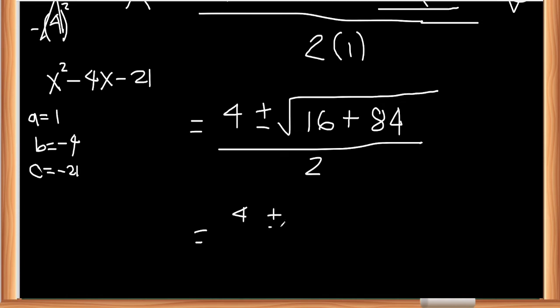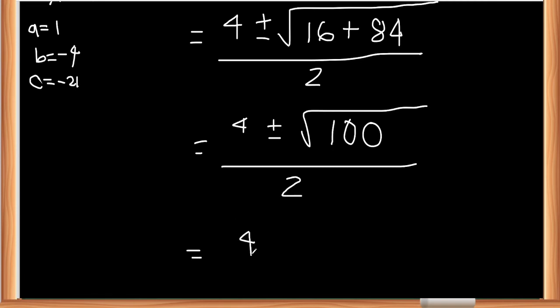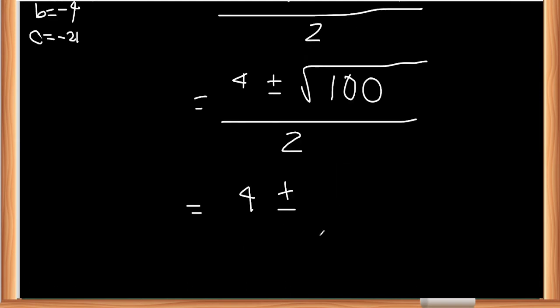plus and minus the square root of, what is 16 plus 84? 16 plus 84. 100 po. Okay, 100. 100 is a perfect square number. So, pwede nyo makuha yung whole number ng square root niya, no? All over 2. Okay, can you please solve it now? So, we have 4 plus and minus. The square root of 100 is? 10 po. Okay, 10. Very good. And then, divide mo sa 2.